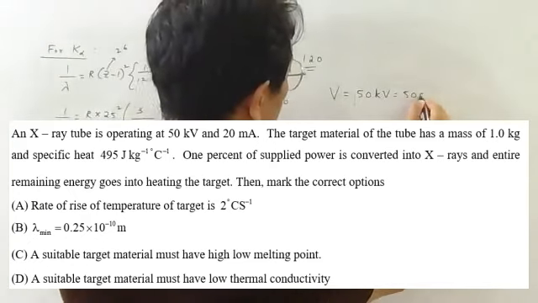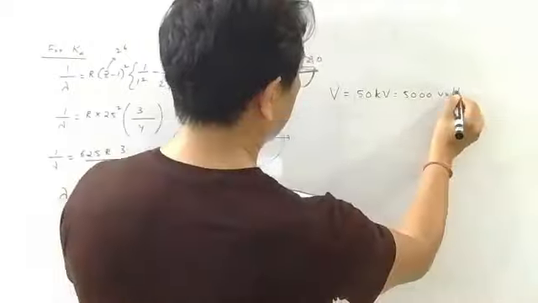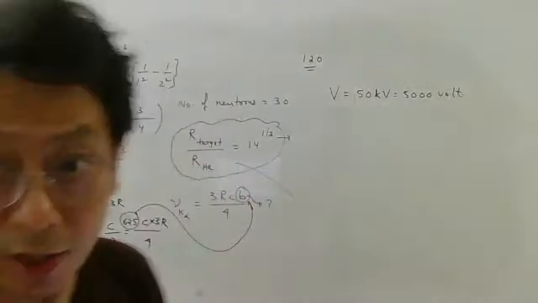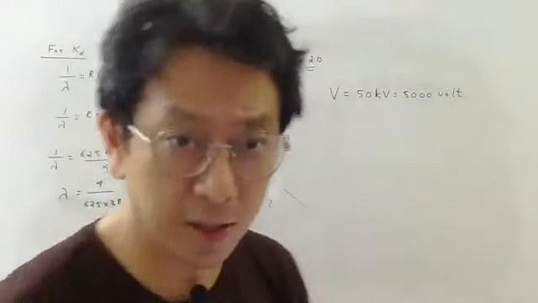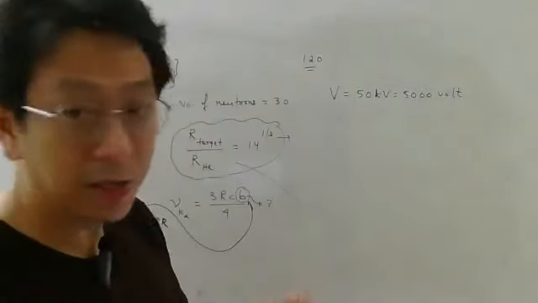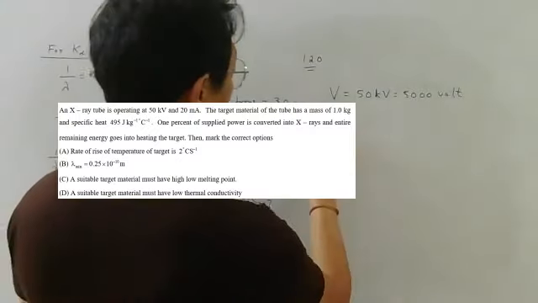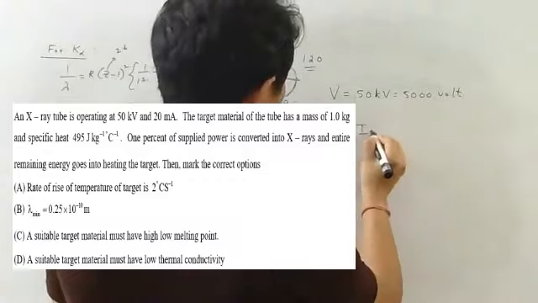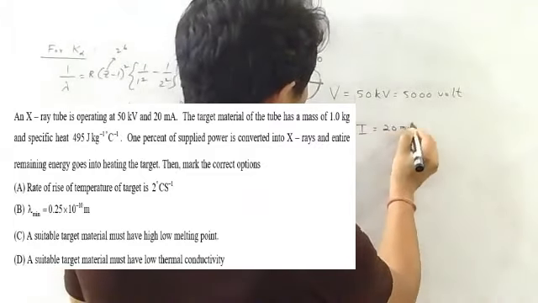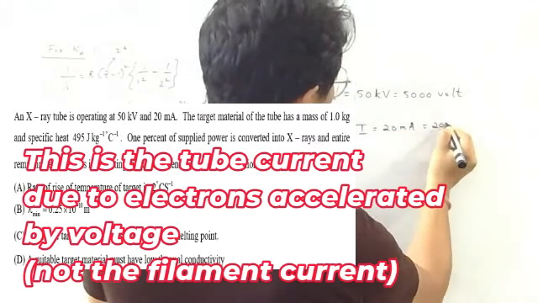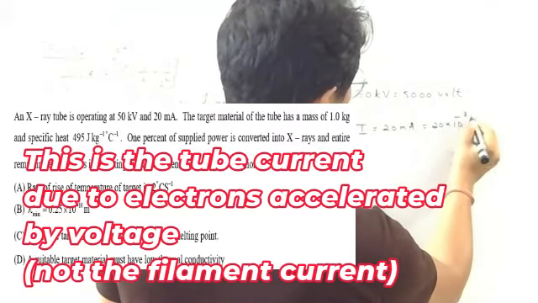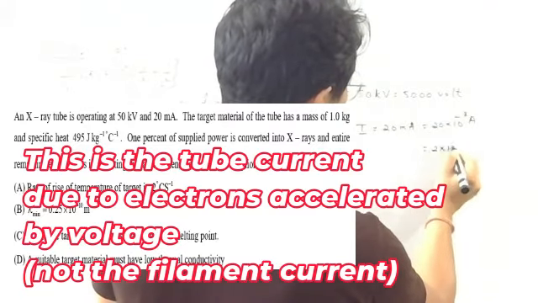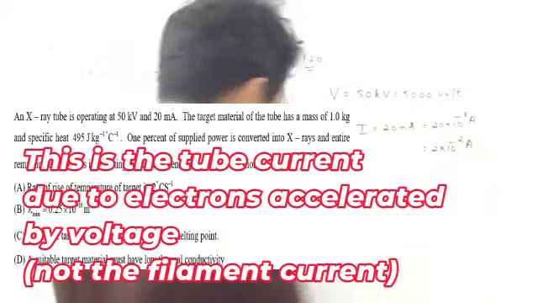5000 volt. This is your accelerating voltage. I hope you remember the first discussion that we did. And 20 milliampere is the current. Current is equal to 20 milliampere, which is 20 into 10 power minus 3 ampere, which is 2 into 10 power minus 2 ampere.